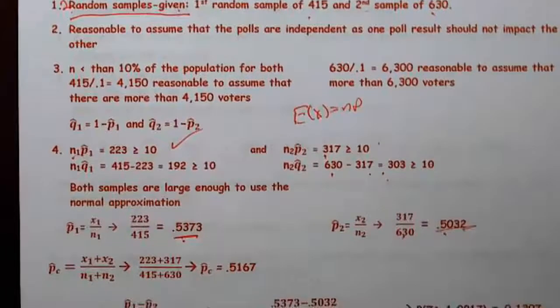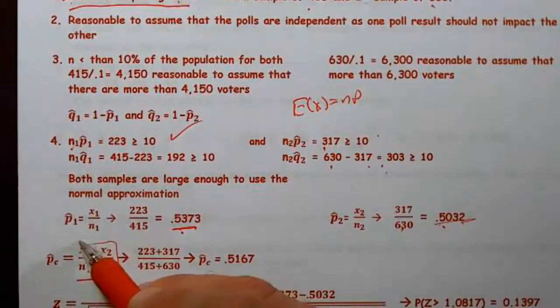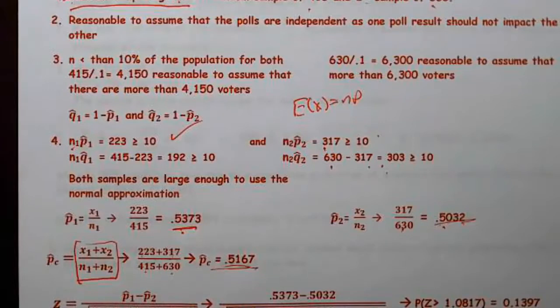All right. Well, when we're dealing with two proportions, we actually have to pool or combine proportions. The number of people in sample 1 is 415. The number in sample 2 was 630. Those that supported in poll 1 is 223. Those that supported in the second poll is 317. So that ends up giving us a probability of 0.5167. So our combined probability is that.